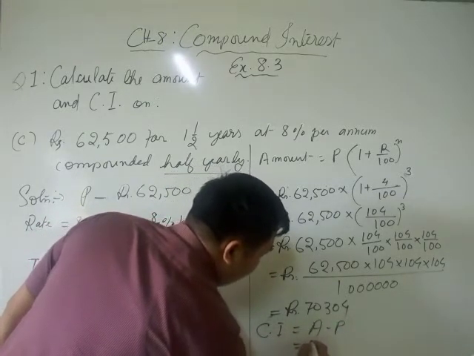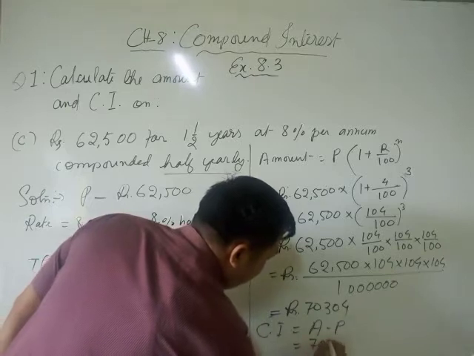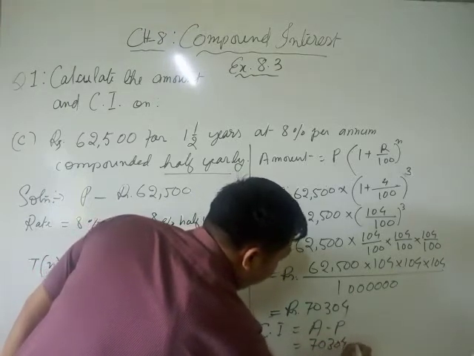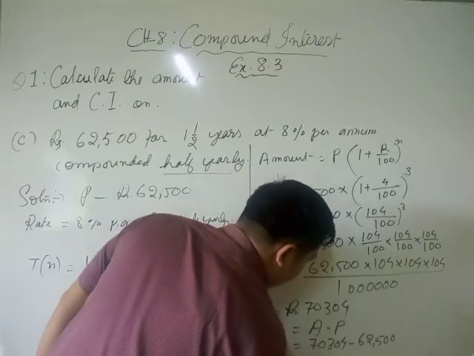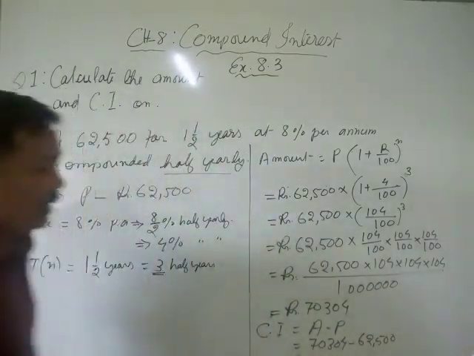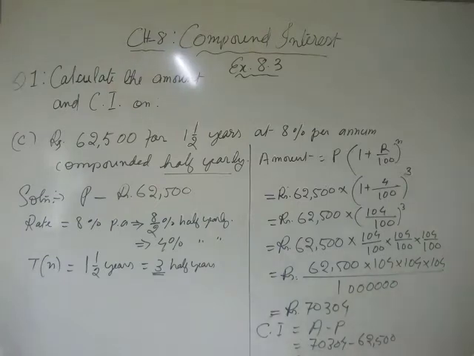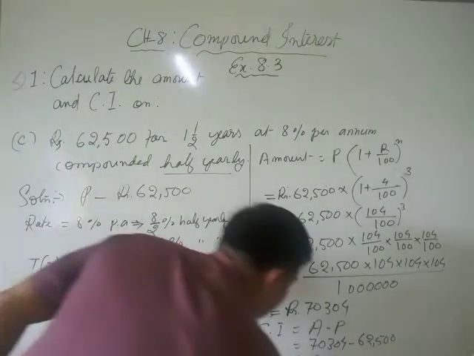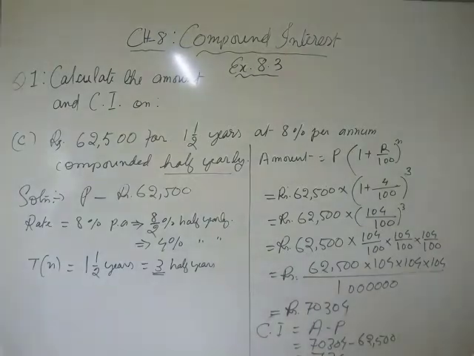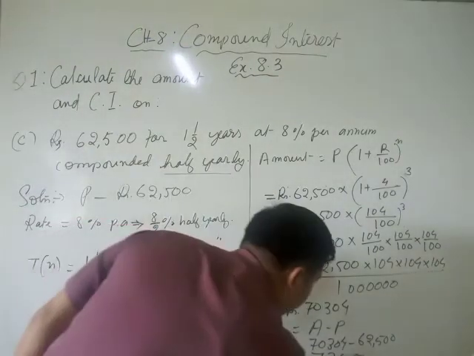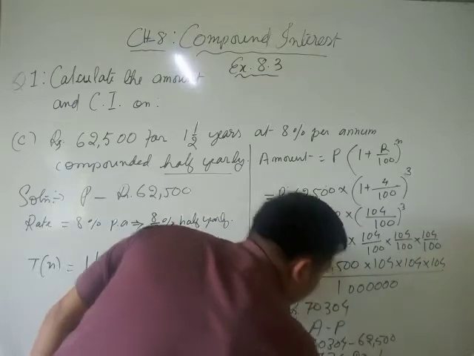So how much is the amount? Amount is 70,304 minus principal amount 62,500. So we have to subtract this, and how much do we get here? Let's see. We get here 004, then and this. Yes, it is 736 point, yeah. So this is the answer.